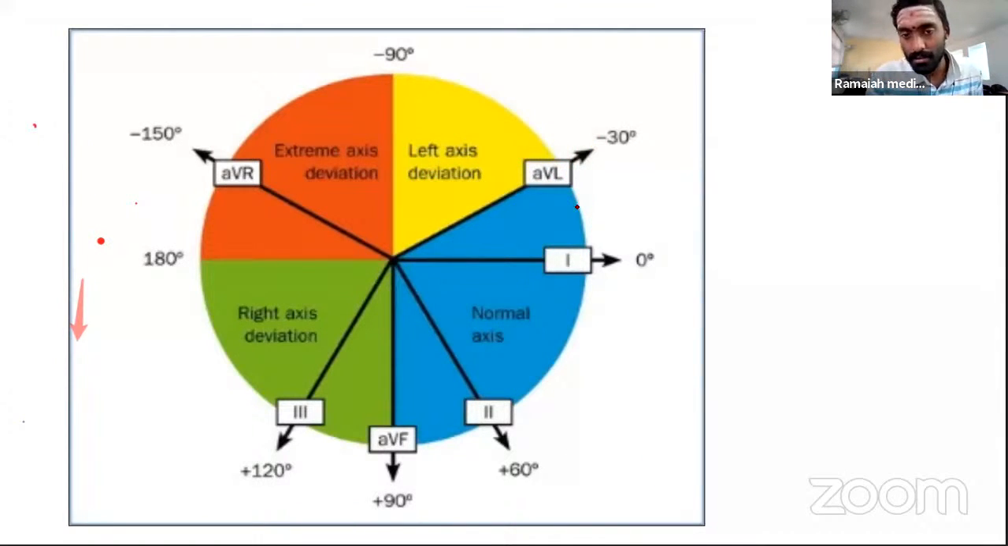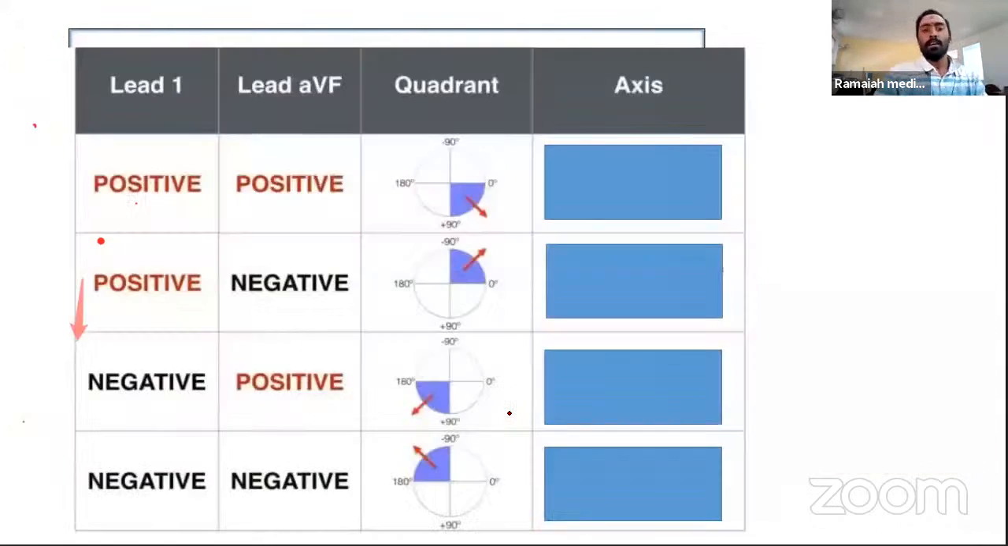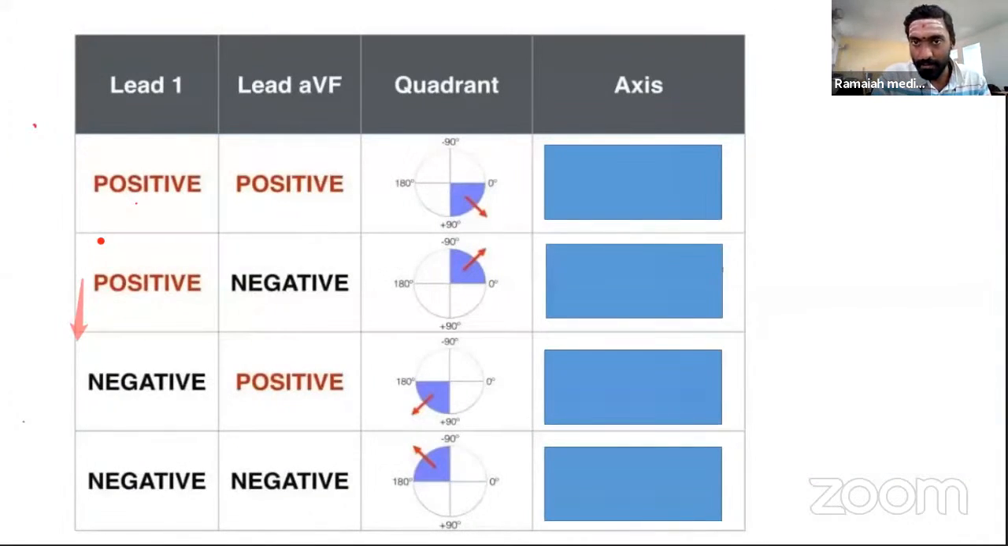Now we have understood. Is this clear? This point of using lead 2. Is it clear? Yeah, okay. We'll see examples. So the last part, quickly, we'll finish it.